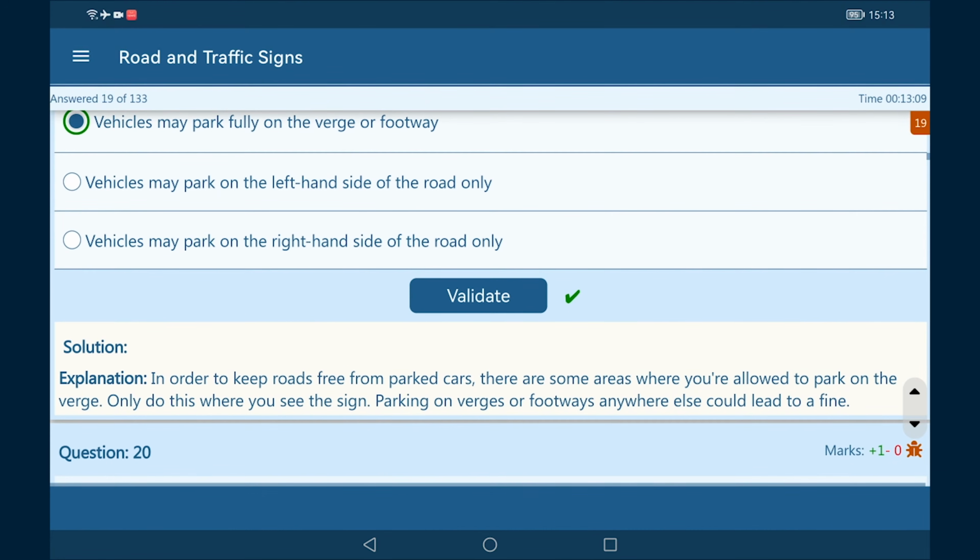Explanation. In order to keep roads free from parked cars, there are some areas where you're allowed to park on the verge. Only do this where you see the sign. Parking on verges or footways anywhere else could lead to a fine.